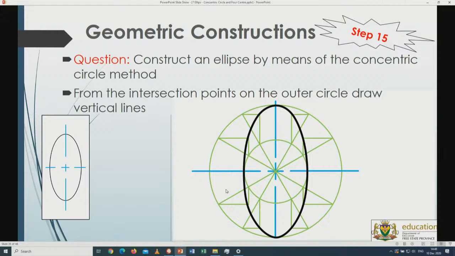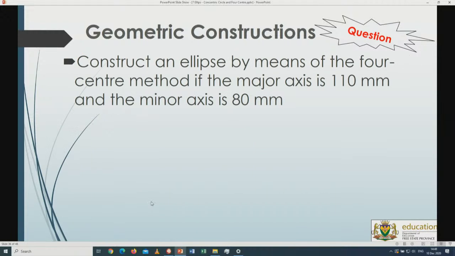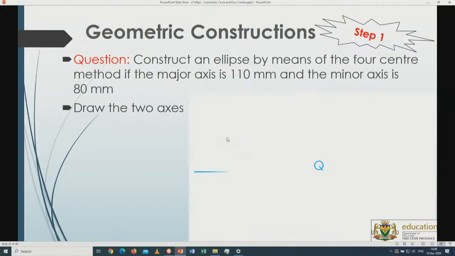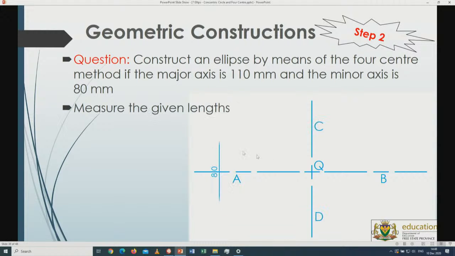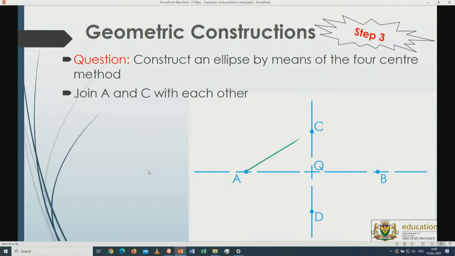So ladies and gentlemen, there's also a second method of what I can do, construct an ellipse by means of the 4 center method. Alright, the 4 center method tells me I've got 4 center points. In other words, again, I will have my major and my minor axis of 80 and 100. So there we go with this part over here. That is going to be 80, that's going to be 110 millimeters. There we go from left to right. That's my major axis. This is my minor axis from top to bottom. So that's what we have in that case.